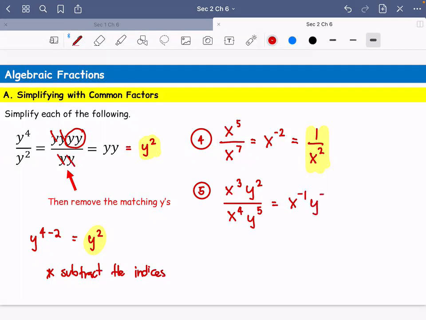But again, we cannot express our final answer with negative indices, right? So what should we do? We just get the reciprocal of this. So it becomes 1 all over x and then y cubed. So that's your answer for this.